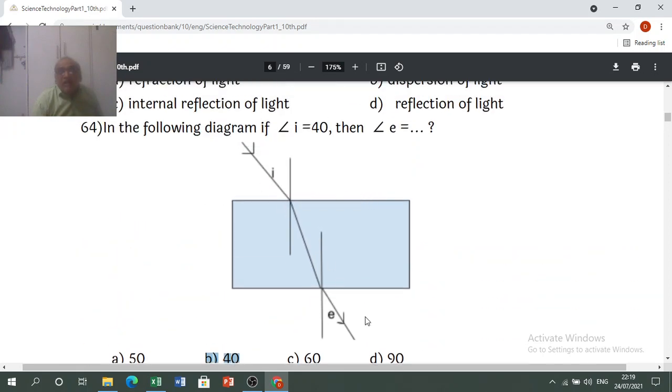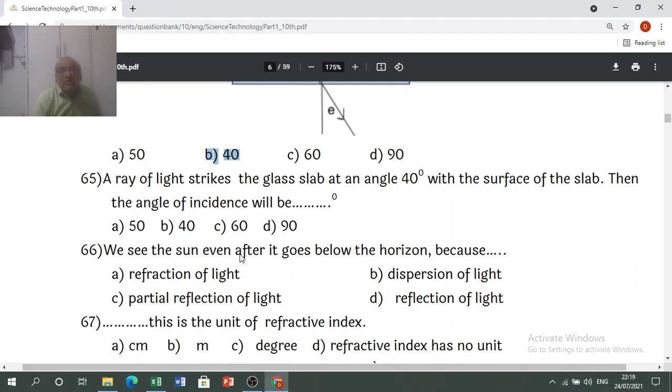The incident ray and the emergent ray are parallel. A ray of light strikes the glass slab at an angle of 40 degrees with the surface of the slab. Then the angle of incidence: 40 plus x is equal to 90 degrees. Therefore, x is equal to 90 minus 40, that is 50 degrees. We see the sun even after it goes below the horizon because of refraction of light.